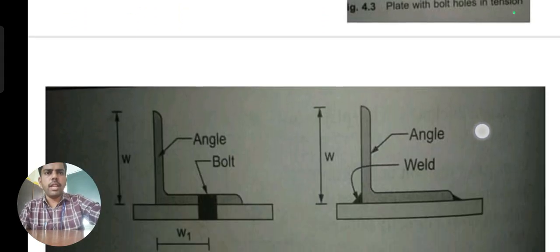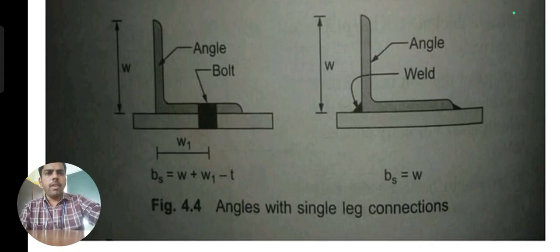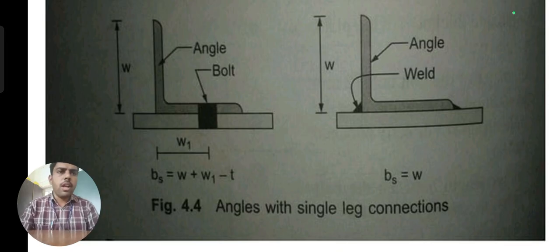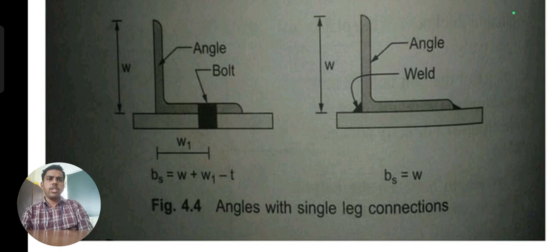And after that, see here, the angle section should be linked to the plate. Two types of connections may be involved in this figure: the first is the bolted connection and the second is the welded connection. For the bolted connection, the angle section and that member have to be connected using bolts. For welding, the weld should be provided at each corner of the throat sections.